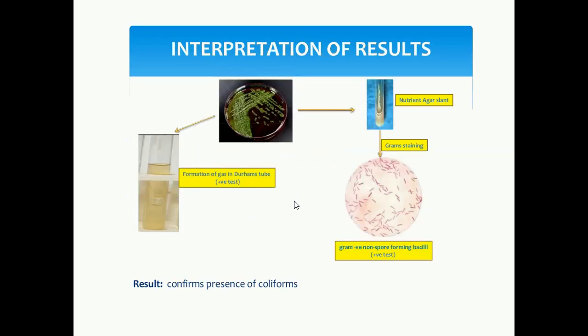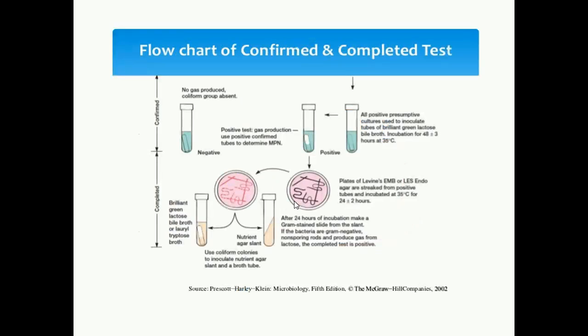Next, interpretation of results. Here we are observing formation of gas in Durham's tubes, a positive test. Next, nutrient agar slant, Gram staining: Gram-negative non-spore forming bacilli lead to a positive test. The result confirms the presence of coliforms.